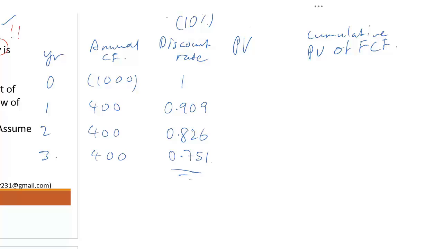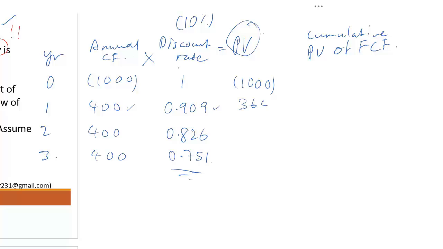So present value. How do you get present value? Simple. Take the annual cash flow, multiply by the discount rate, and that gives you the present value. Let's work that out. Year 0: negative 1,000 times 1 gives you a present value of negative 1,000. Let's come to year 1. Annual cash flow 400, discount rate 0.909. Multiply, and you find that this gives you 364.